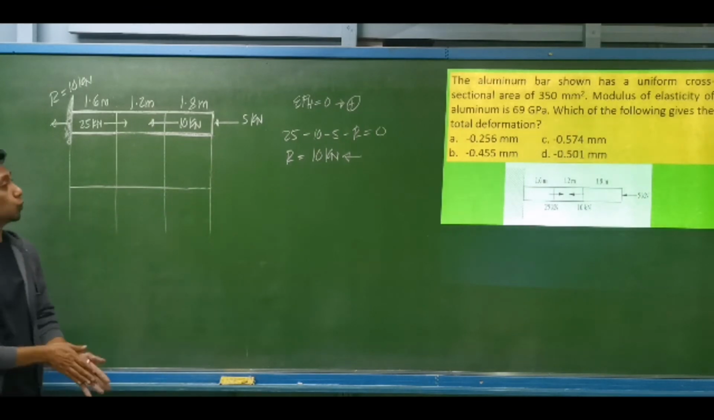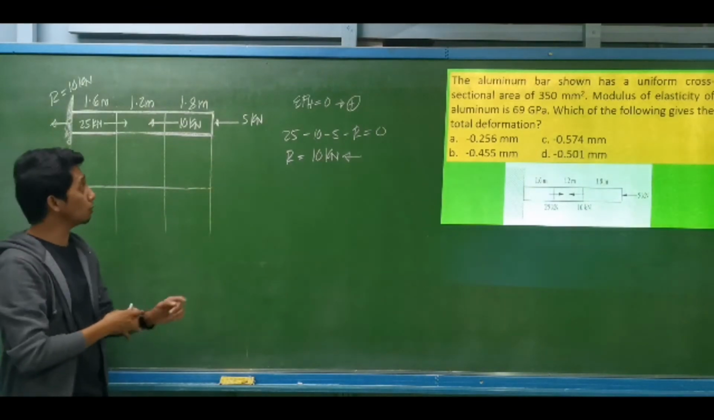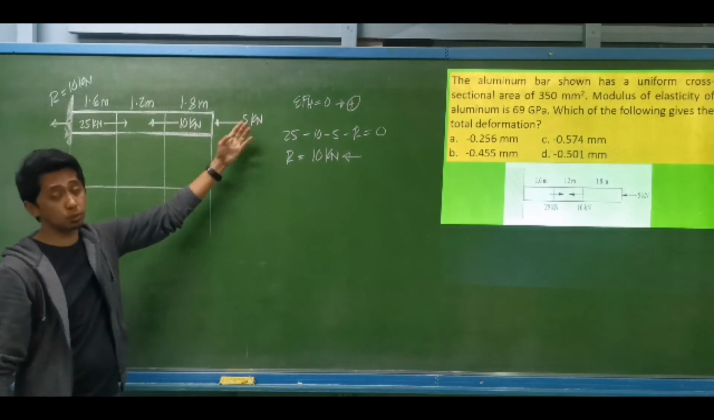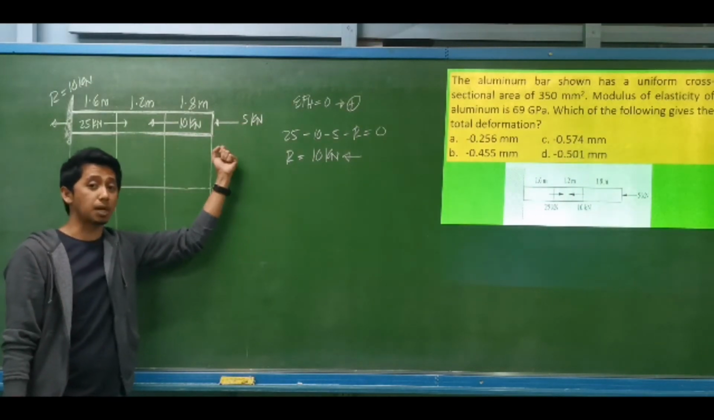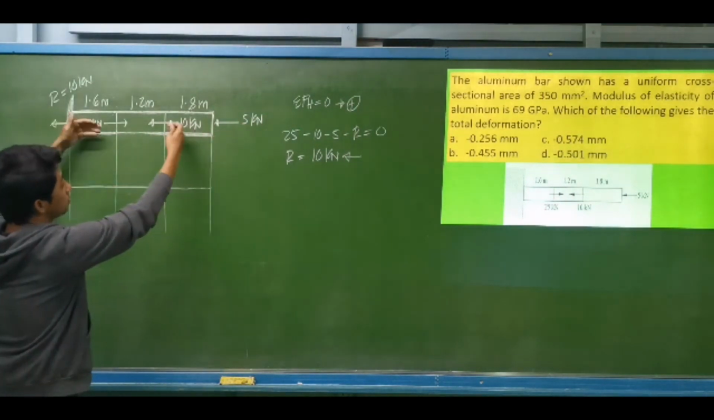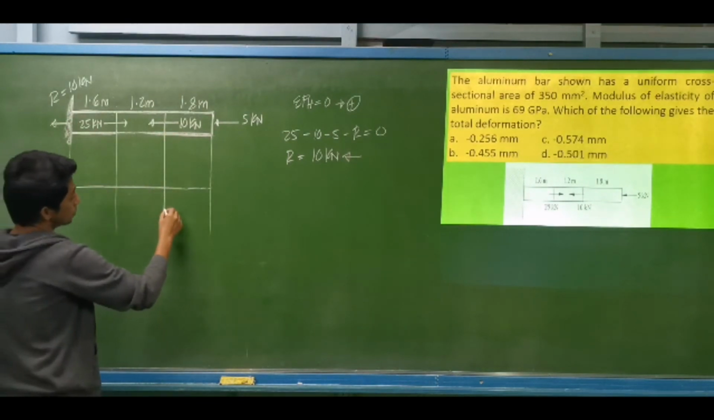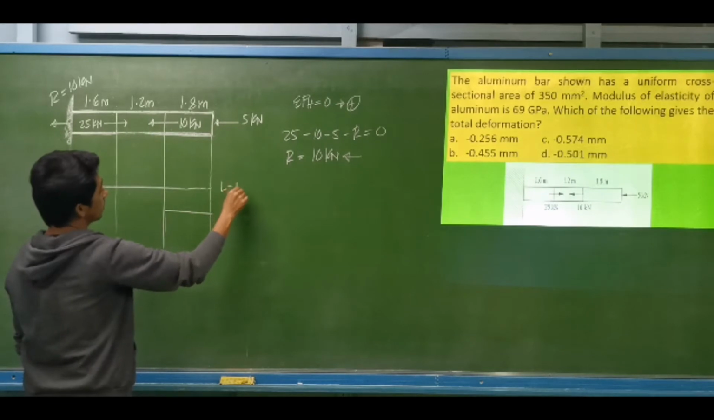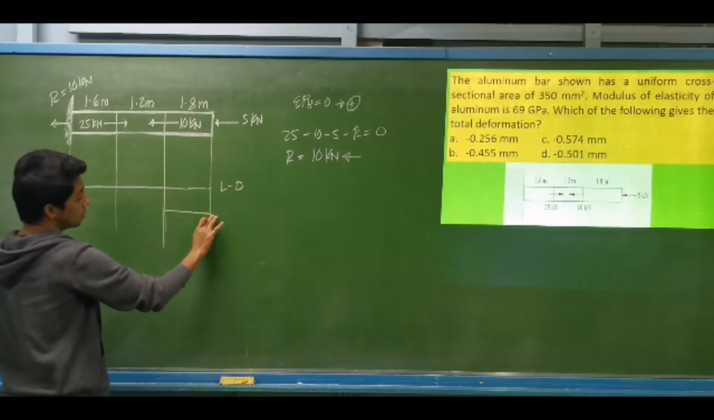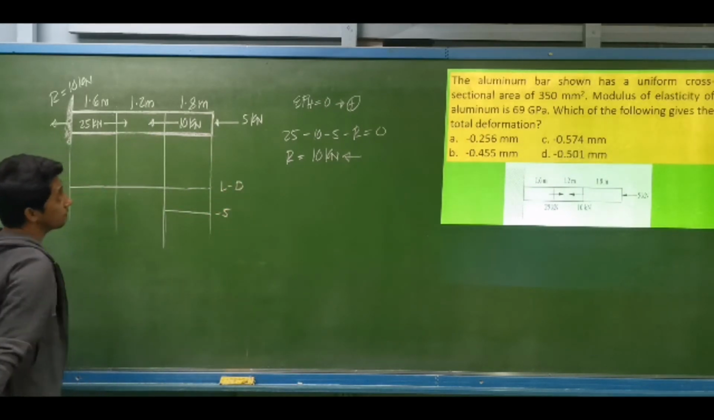Now we observe what is the effect of the 5 kilonewtons on the member. That is a compressive force. It compresses the member, so we assume that to be negative. For the load diagram, we are starting on the right end. This is negative 5.